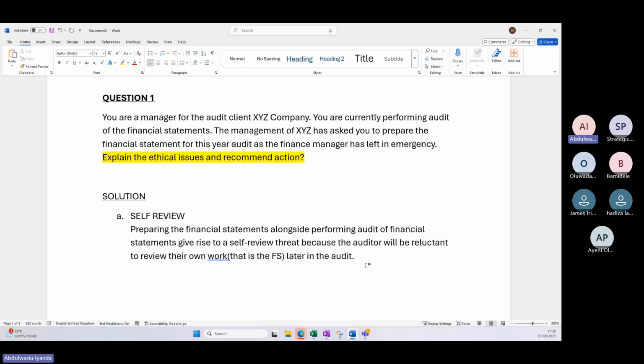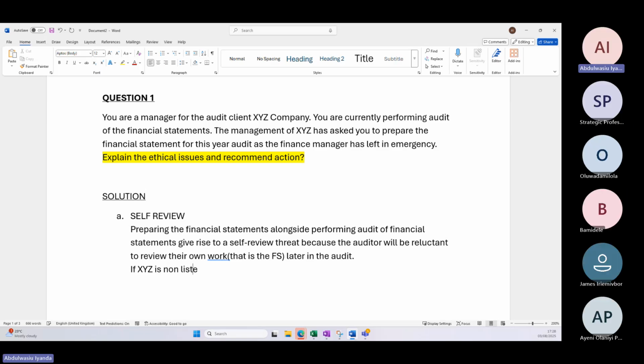This is just the beginning. You can make some assumption, based on what we just read, that if X is a non-listed company, the financial statement could be prepared with a different team for the audit, and a different team preparing the financial statement.